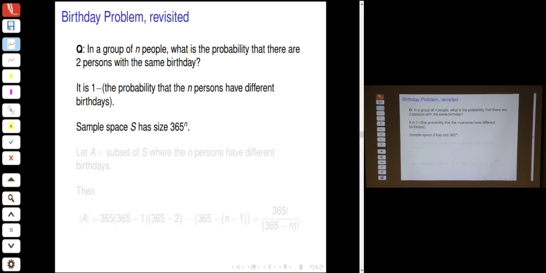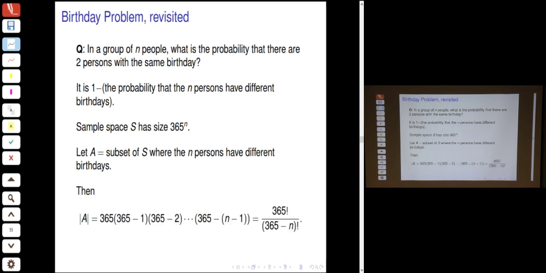So what is the size of the sample space? We have n people, so each person has, let's assume there's no leap year, 365 possibilities. So the sample space is the number of days to the power of n. That's the sample size. Now let A be the subset of S where the n persons all have different birthdays.